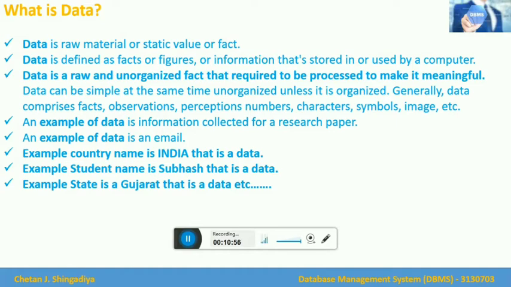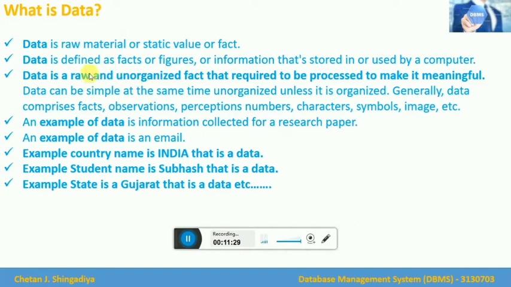One more way we can categorize data, that is, data is a raw and unorganized fact that is required to be processed to make it meaningful. Data can be simple and, at the same time, unorganized unless it is organized. Generally, data comprises facts, observations, perceptions, characters, symbols, images, etc. So this is the definition of data.